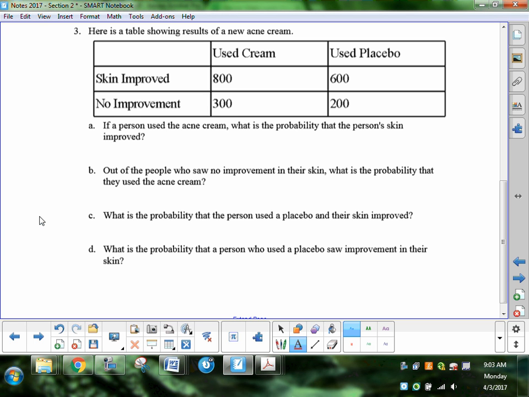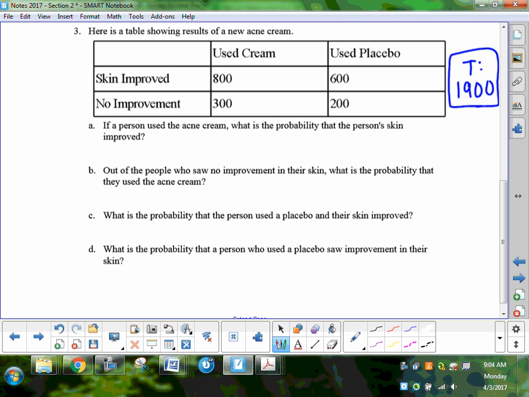Yep. How many total people are there? Hands up, please, when you can tell me the total number of people involved in this survey. We got one person, really? Two of us? Three? 1,900. Yeah, it's going to be 1,900. So I always list this maybe in the margin. Total is going to be 1,900. That's just so I don't forget it.